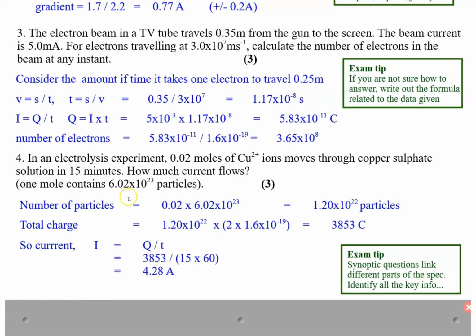Throughout all of these, I've shown all the working. I've written the formula, I've substituted the numbers, written the answer with the correct units. Okay, good. Hopefully that's been useful.